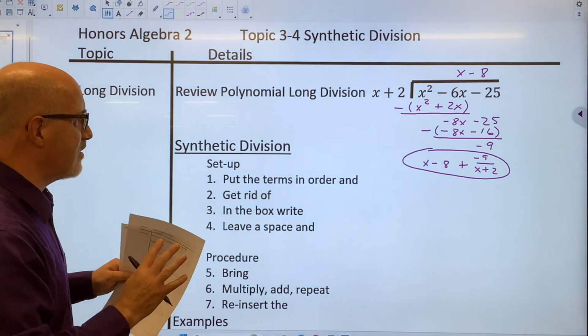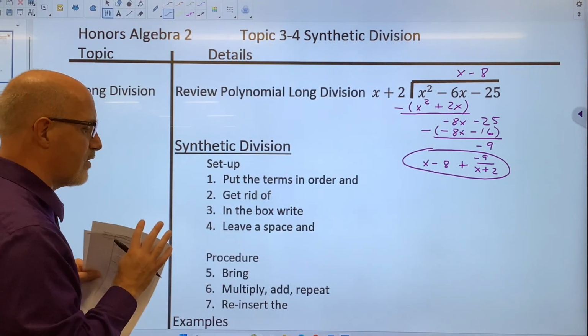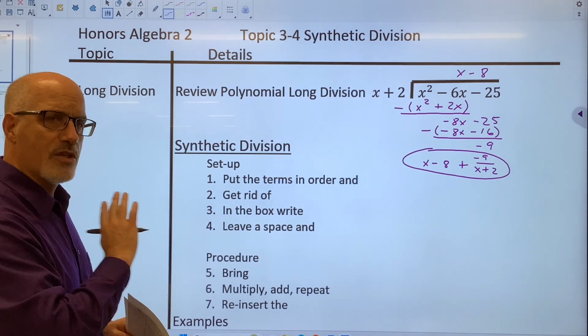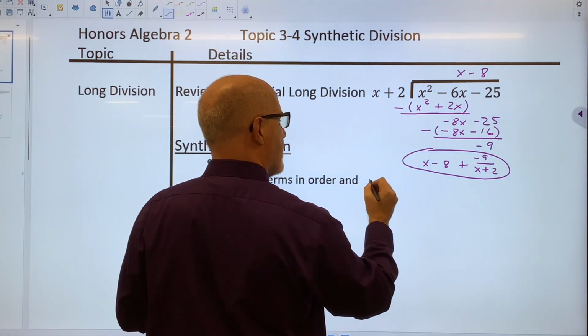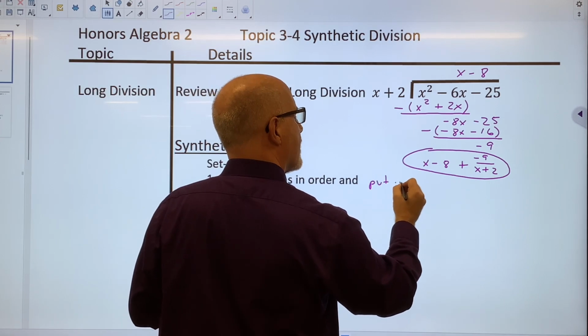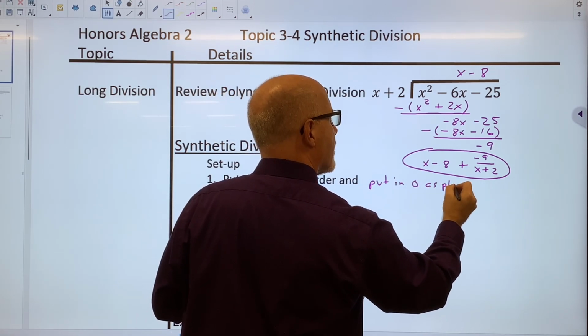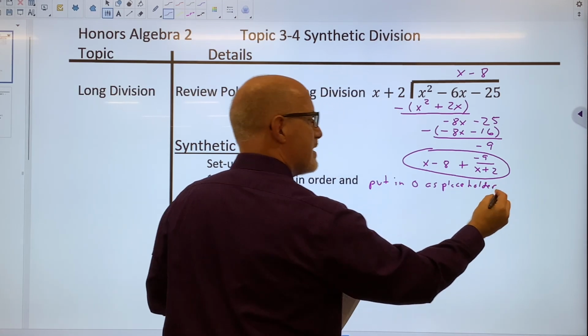So synthetic division, you've got to remember you've got a certain setup you've got to do, and then you've got a procedure to follow. So the setup is we're going to put the terms in order, and then we're going to put in 0 as a placeholder for missing terms.